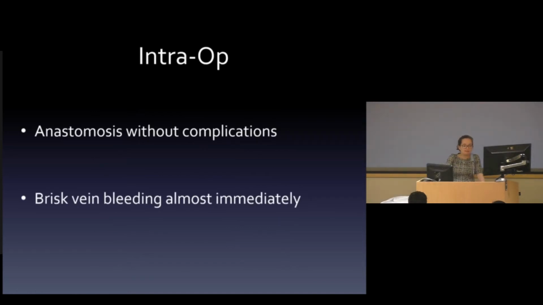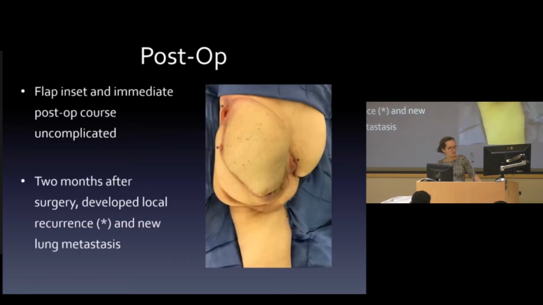So once the external iliac artery and vein had been prepared, anastomosis took place without complications. After arterial anastomosis, the vein began bleeding almost immediately, indicating minimal clot burden within the flap. And then because the continuous perfusion also eliminated the buildup of waste products, we proceeded with the venous anastomosis right away without the need to let the vein bleed. So flap inset and immediate post-op course were uncomplicated.